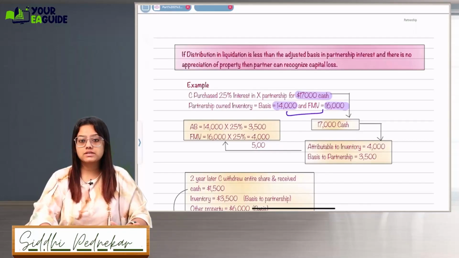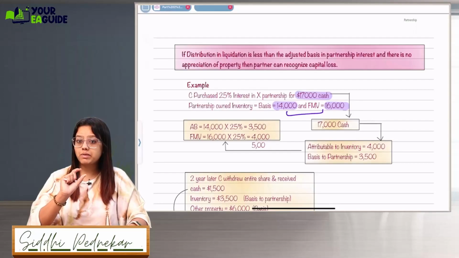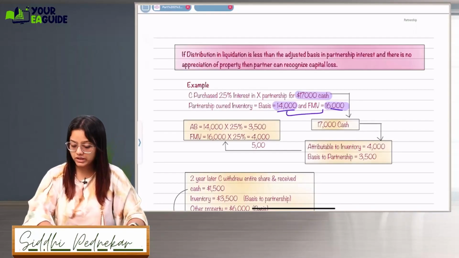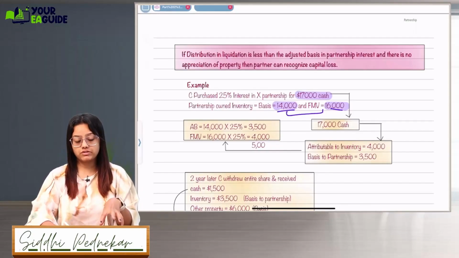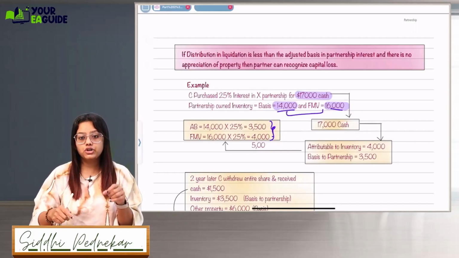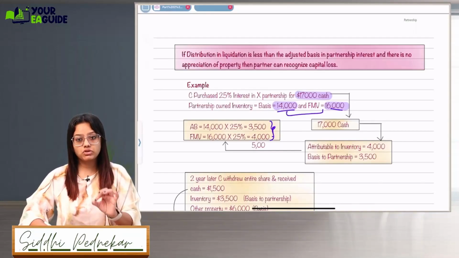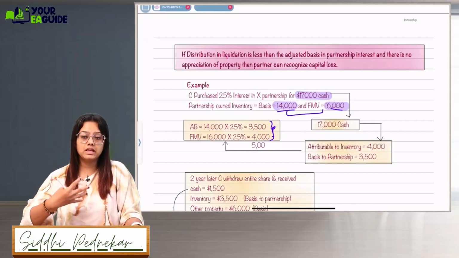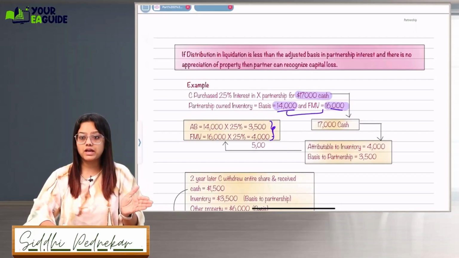Now cash is 17,000. The adjusted basis, C has just purchased 25%. So you are not going to take the whole 14,000 and 16,000. What you are going to do is take 14,000 times 25%, and second, FMV 16,000 times 25%. Take the difference of this much amount only. See, in all the previous examples we didn't take the percentage, but here it is specifically mentioned that the partner is purchasing only 25% interest. So you will take only 25% of all the inventory and assets in the organization. So take the difference between FMV and the basis, that is $500.